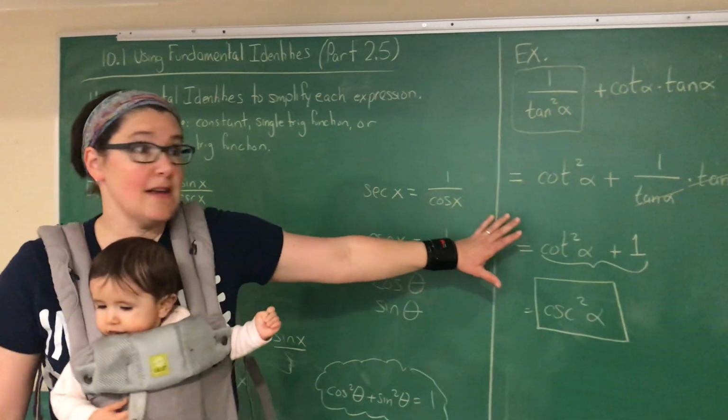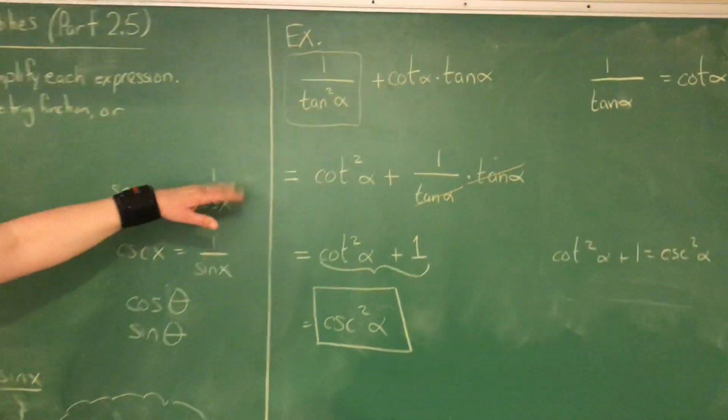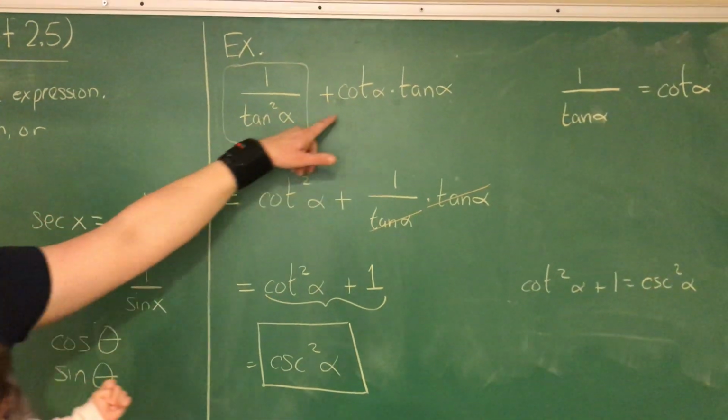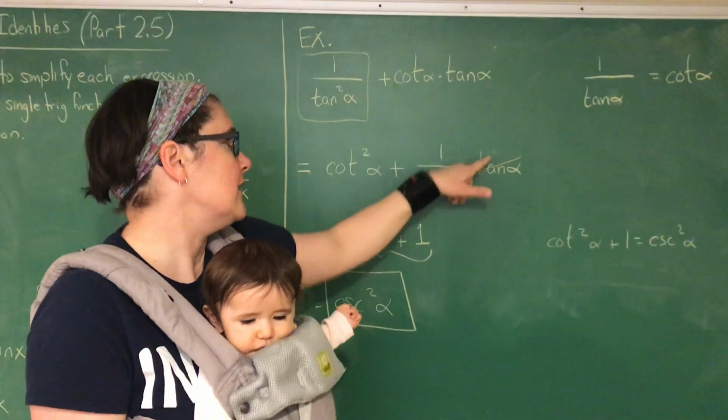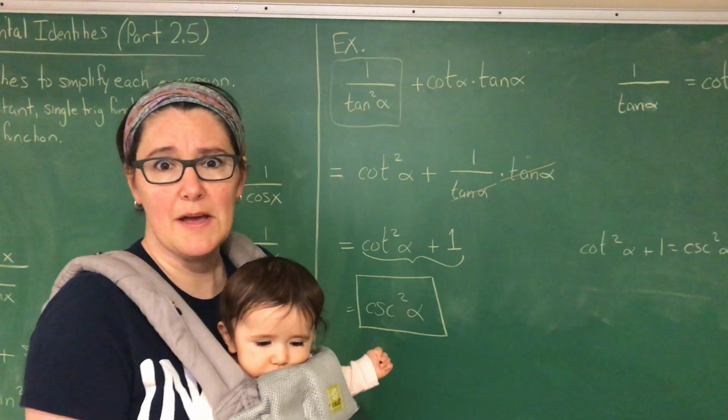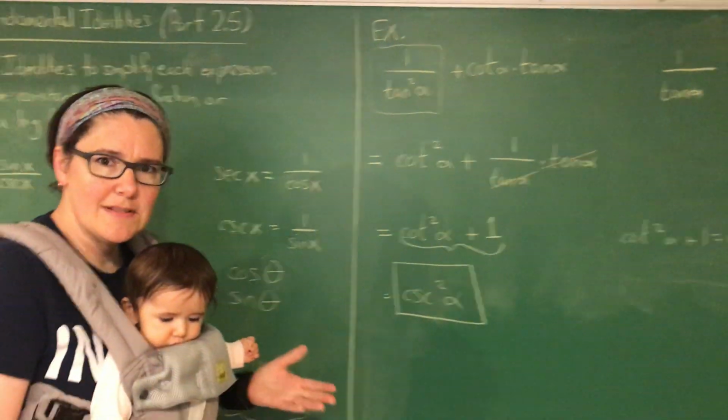Okay, now on this example, you might say to me, Diane, I would never have thought to turn cotangent into 1 over tangent. I mean, that's cool, right? Because it cancels the tangents and things go away. What do I do if I don't see that?